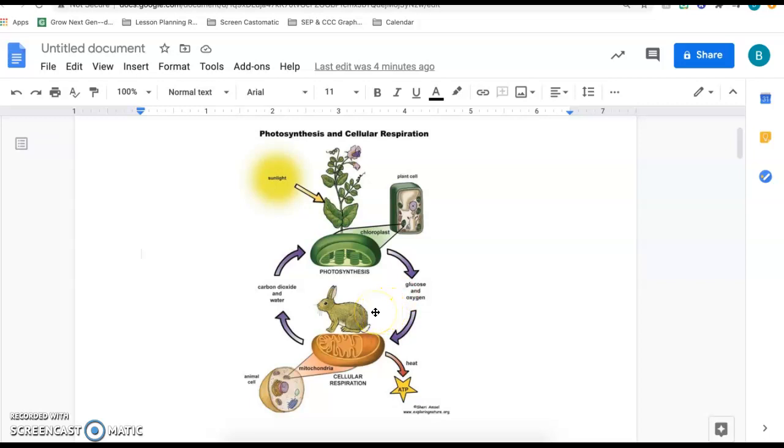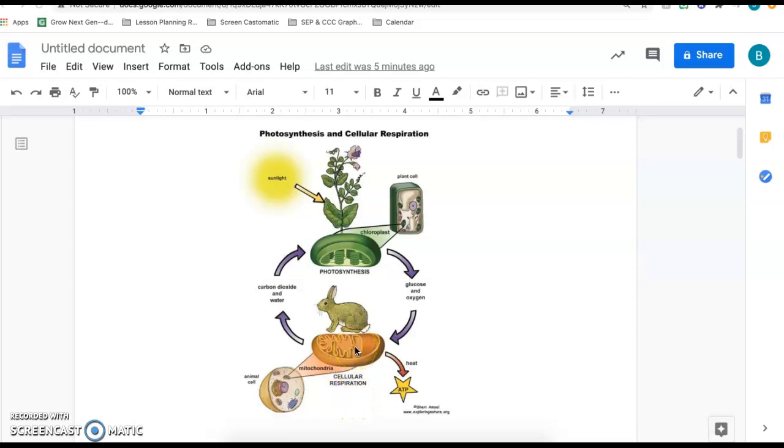Now, when we go into cellular respiration, this is the process of the animal taking in the glucose from what it's eating, whatever plant it's eating, and oxygen, and then turning it into carbon dioxide and water and energy. This process takes place in the mitochondria, which animals and plants even have, but all animals and humans have them, and this is where cellular respiration takes place.